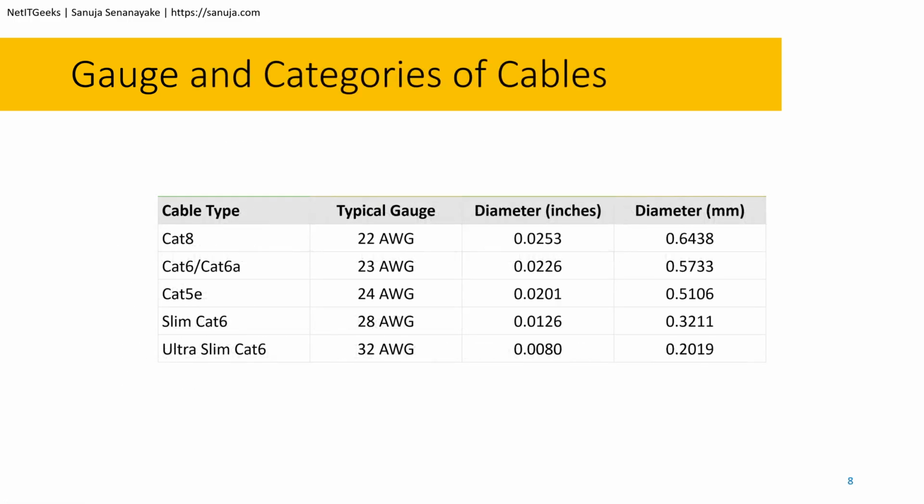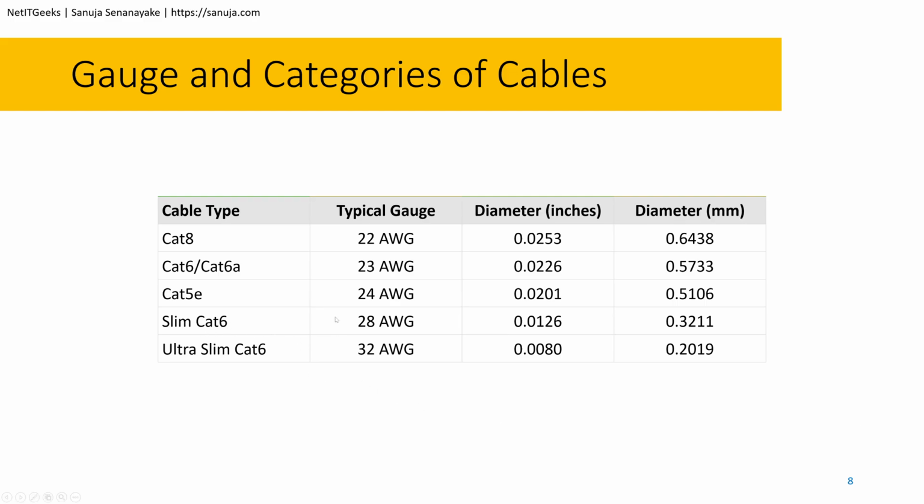So let's look at the gauge and categories of cables. Cat 8, Cat 6, Cat 6A, Cat 5E, Slim Cat 6 and Ultra Slim Cat 6 all have different gauge types, and this does matter in certain applications. For example, I'm not comfortable using a slim Cat 6 cable on a device that uses a very high voltage of power over Ethernet. I would not use that.